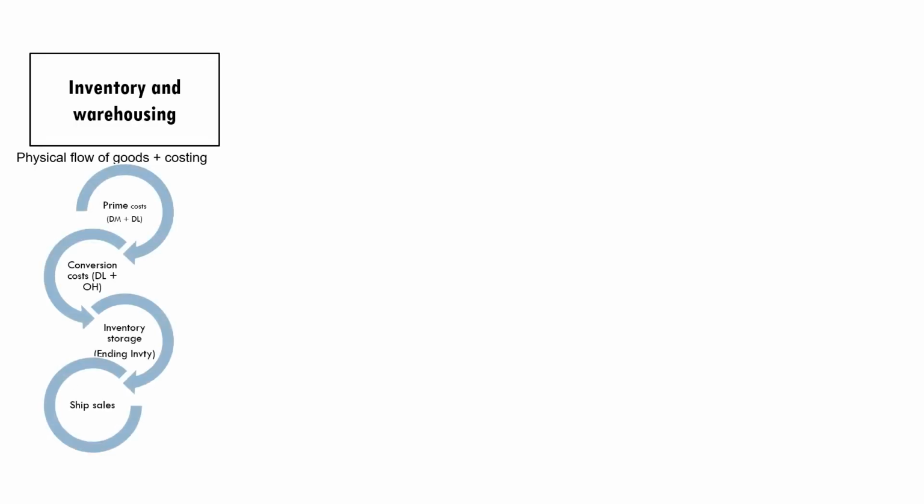Now, we know that this is a very unique cycle in the sense that it does not have a direct interaction with cash. Rather, it is concerned with the physical flow of the goods as well as the costing. Whenever we see the line item inventory, we know it is made up of both quantity times the cost.